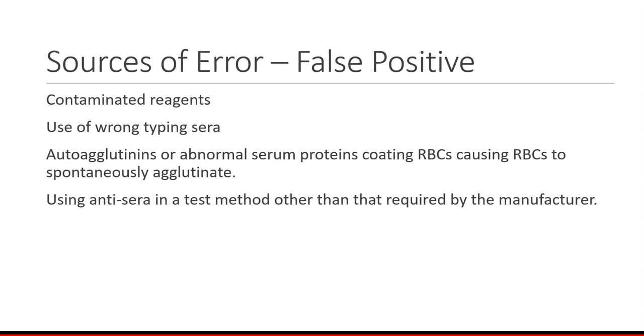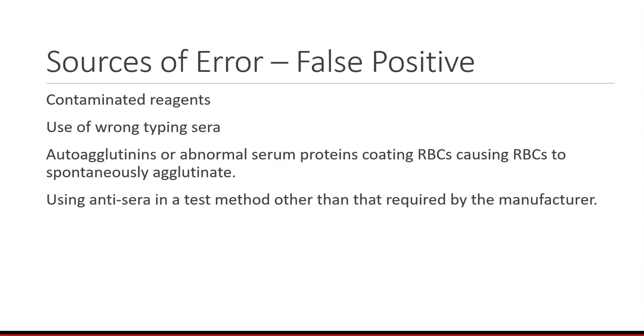Autoagglutinins or abnormal serum proteins that coat the cells can cause them to be very, very sticky, where when you spin them down, they stick together. One time I had a patient, just for grins, I was getting false positives, so I just put a drop of their cells in a tube all by itself. I spun it down, and it was agglutinated. And again, that's what we mean by spontaneous agglutination.